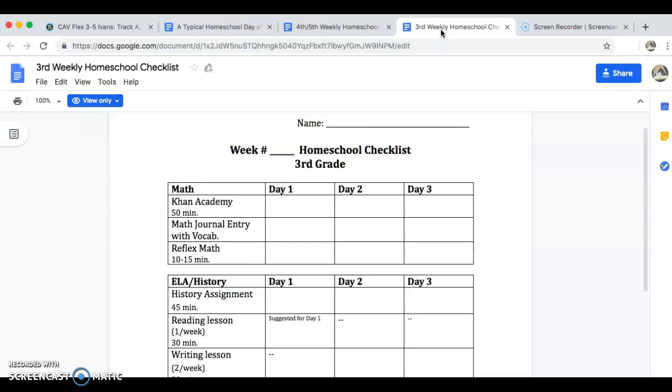So this one is 3rd grade. And for 3rd grade, you can see here that our math is sectioned off into 3 sections. Khan Academy for 50 minutes. Now, this would include the assignments for Khan, and then anything over and above would be within the mission, and that's explained in the tutorials. And then there's the math journal entry with vocabulary, and then the reflex. So that is done on all 3 days.